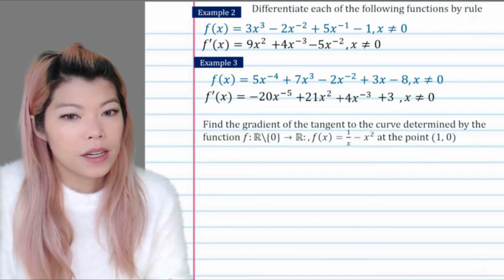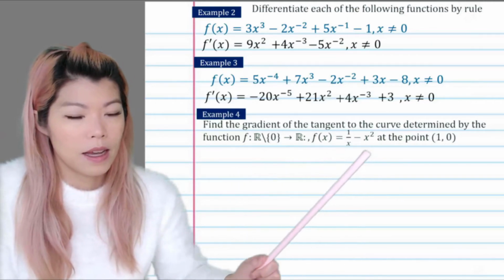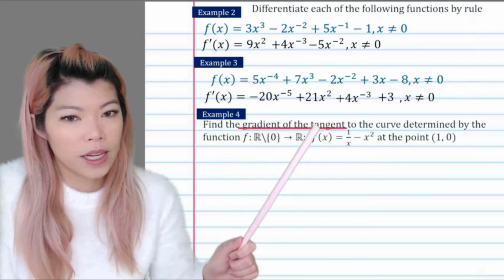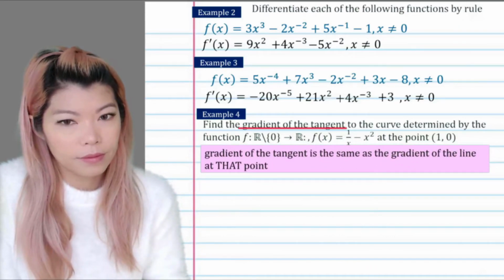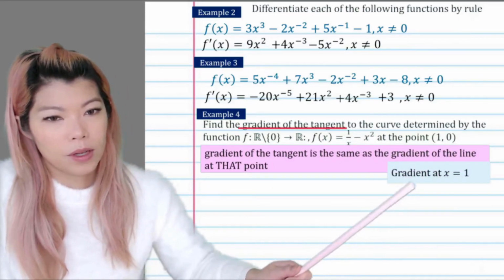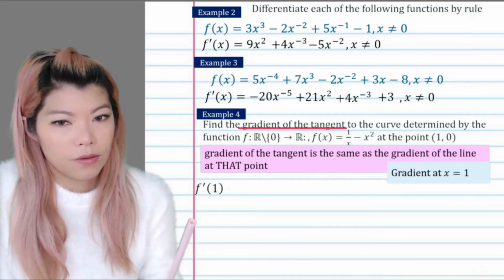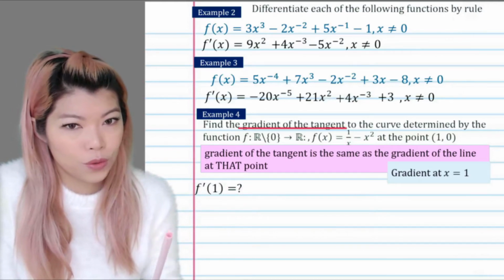Okay, find the gradient of the tangent to the curve determined by the function at the point 1, 0. So what are we looking for? We're looking for the gradient at 1. So I'm going to write gradient at 1, so now I know what I'm looking for. So let's derive it and then find when x is 1, what the gradient is equal to.